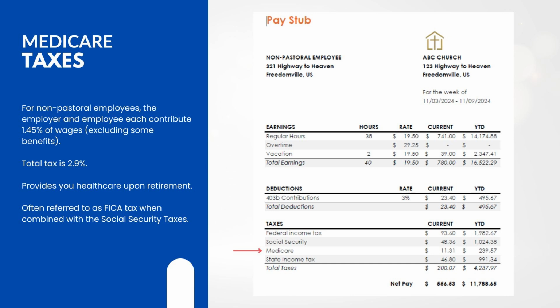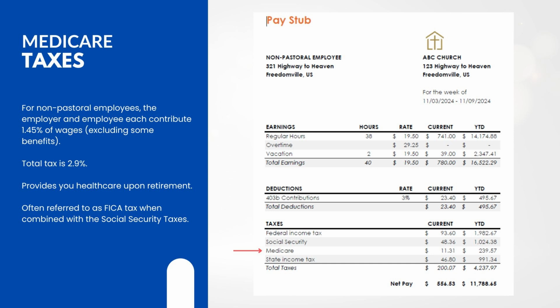In the pay stub on the right, you can see an example showing an employee who earned $780 for 1 week of pay. This employee had $200.07 withheld from his paycheck for his portion of the taxes. The church would then contribute the other half of Social Security and Medicare taxes and would send the full amount into the IRS on the employee's behalf.